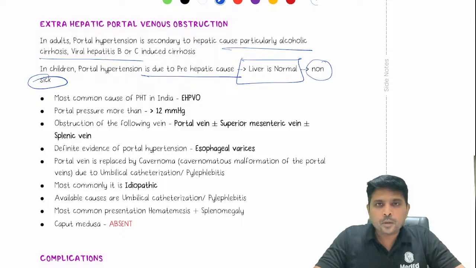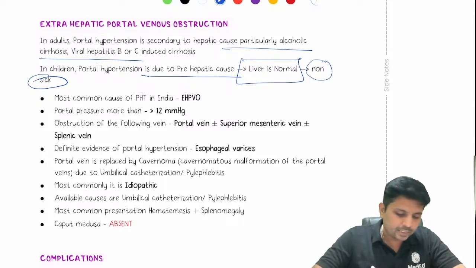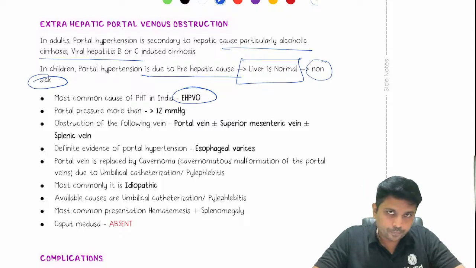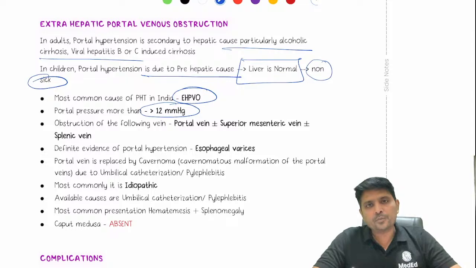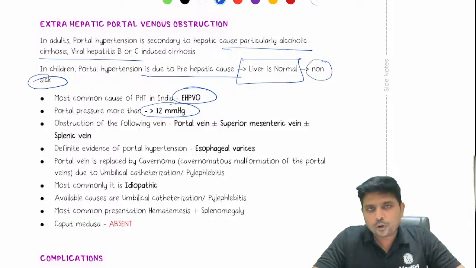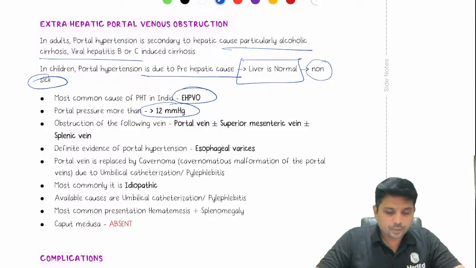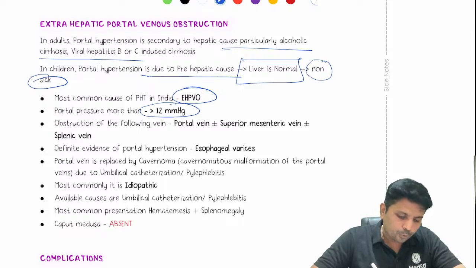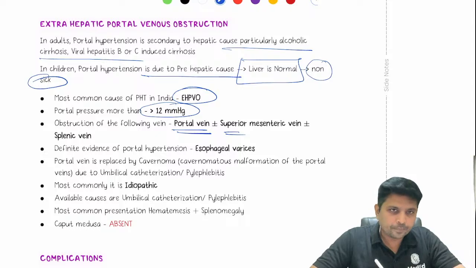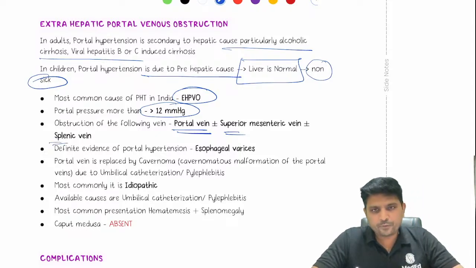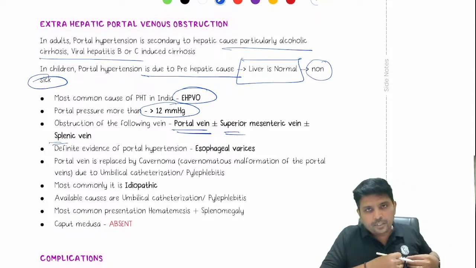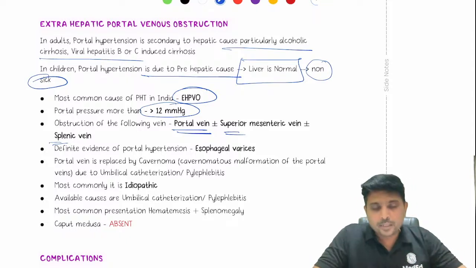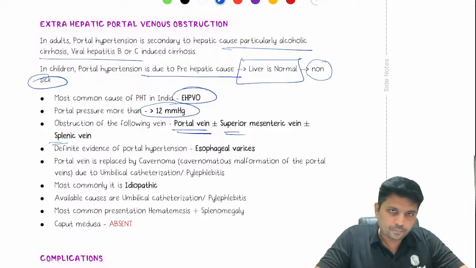In India, the most common cause for portal hypertension is extrahepatic portal venous obstruction. The normal portal venous pressure is less than 10. If it is more than 12, we call it increased portal pressure. The splenic vein and superior mesenteric vein together form the portal vein. Obstruction can occur in the superior mesenteric vein or splenic vein, sometimes in the portal vein itself.